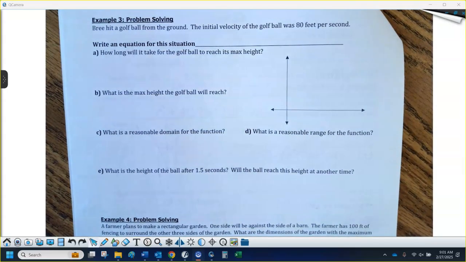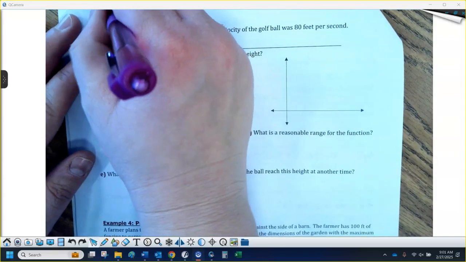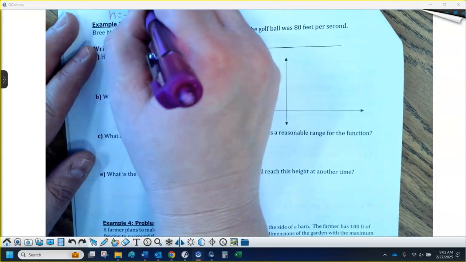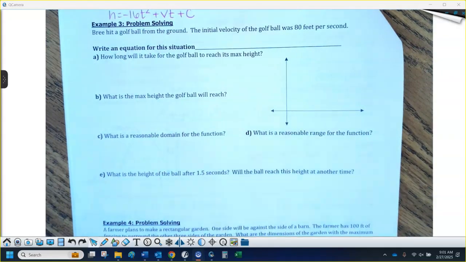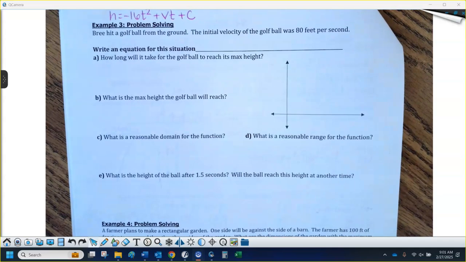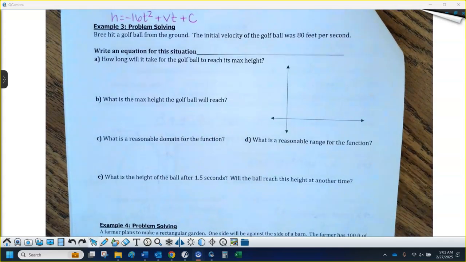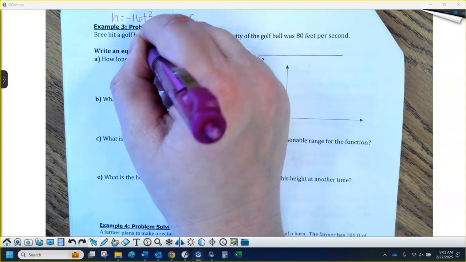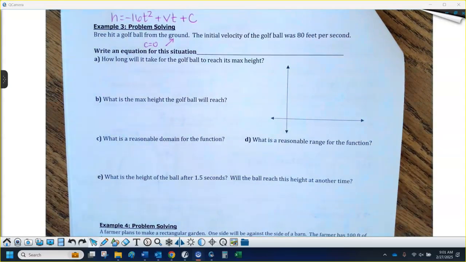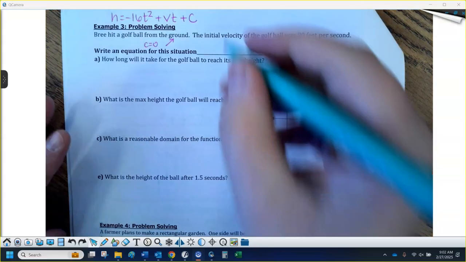You don't have to write this, but let me write that general formula because I don't have it on this side. It's negative 16t squared plus the velocity multiplied by the time plus the initial height. That's the general formula. So it just says she hits the golf ball from the ground. What's my initial height if I hit the golf ball from the ground? 0. All right, so in this case, if you're hitting something from the ground, that just means the C value is 0.